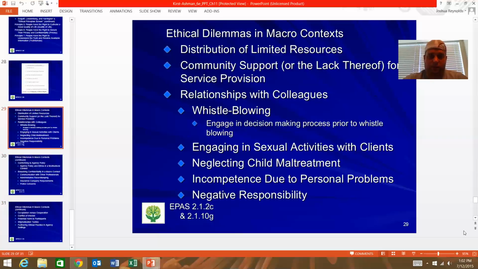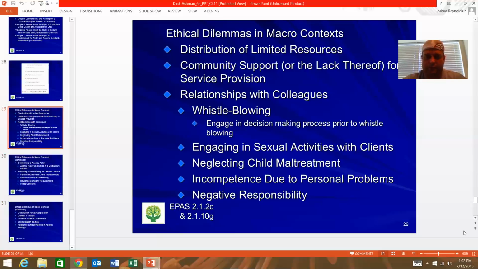Community support for service provision, or lack thereof. Almost all the time you want to do something with the support of the community. There are times when you have to do something based on what's right, based on your social work ethics, even though the community might not agree with it.